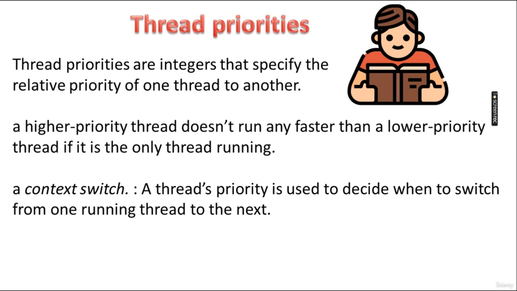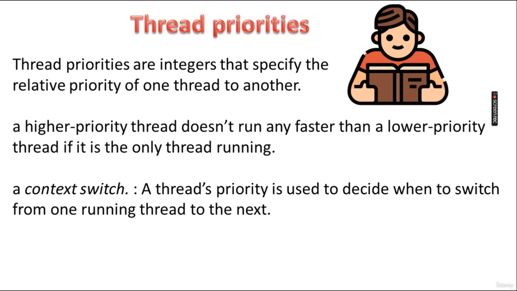Now we will see the priority of the thread. Thread priorities are integer values that specify the relative priority of one thread to another. A higher priority thread does not run any faster than a lower priority thread if it is the only thread running. So a higher priority thread will not run any faster than a lower priority thread when only that thread is running at this particular time. Its time will be the same as that of a lower priority thread.